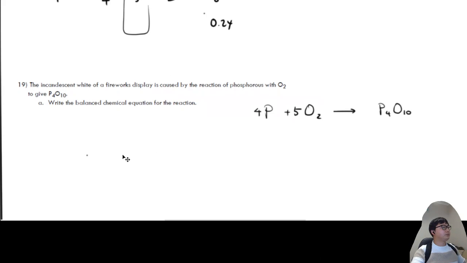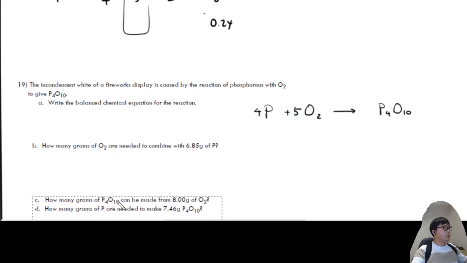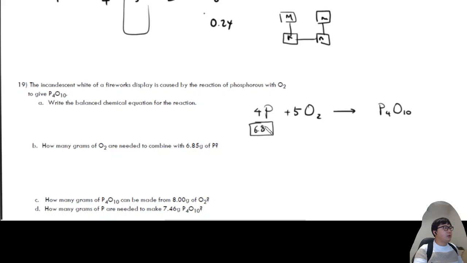Question B. How many grams of O2 are needed to combine with 6.85 grams of phosphorus? Okay, remember the mass to mass stoichiometry? This diagram: mass, number of moles, mass, right? So what they're asking is, you have 6.85 grams of phosphorus. What is the number of grams needed for oxygen? You can't just do that divided by that times by that, because that's in grams. You can only do that if it's number of moles.